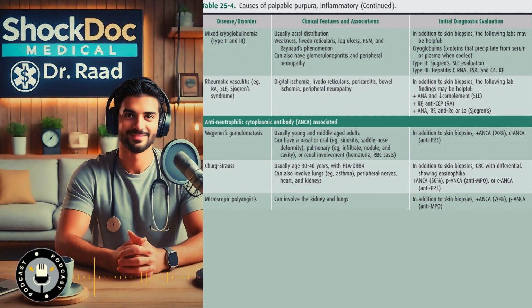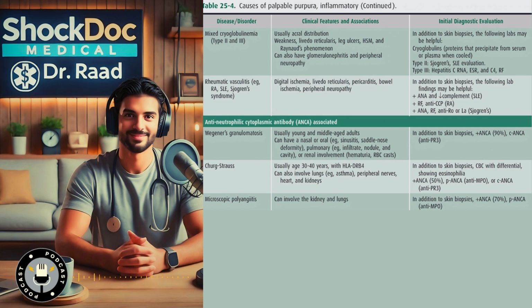Rheumatic vasculitis, seen in conditions like rheumatoid arthritis, SLE, or Sjogren's syndrome. Patients might exhibit digital ischemia, livedo reticularis, pericarditis, bowel ischemia, or peripheral neuropathy. Lab tests include ANA, rheumatoid factor, anti-CCP, and specific autoantibodies for Sjogren's.